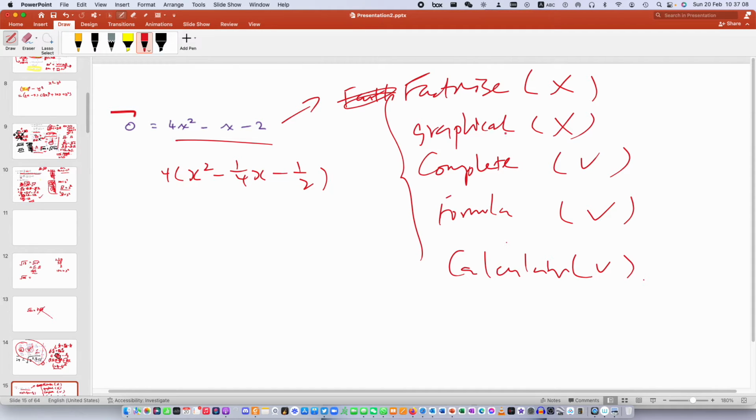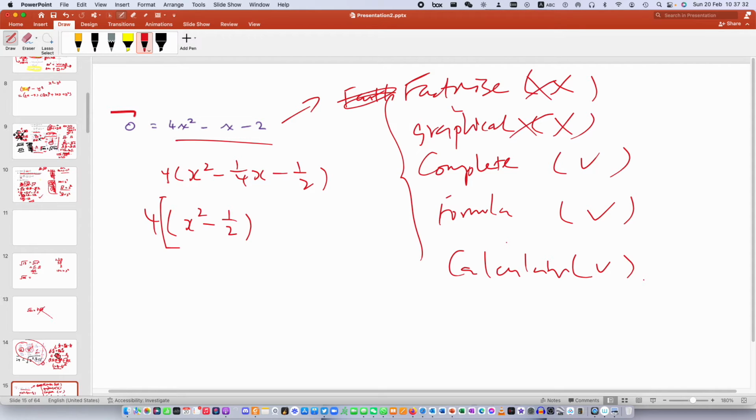Okay, so factorize you say cannot. Okay, I assume can. And graphical not recommended in this case. Okay, so complete square. Over here. Oh, by the way, for complete square, give yourself a middle bracket. Put the 4 out first.